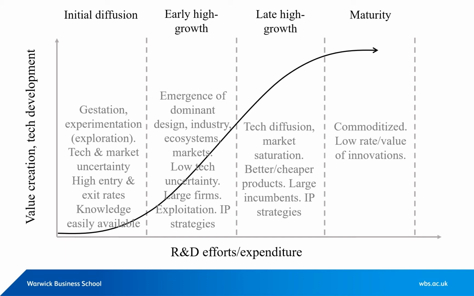In the late growth, high growth phase, the technology is widely diffused in the industry and the market is saturated. Better and cheaper products are available. Large incumbent firms dominate the market and patent heavily to protect their innovations. In the maturity phase, the industry undergoes commoditization. Opportunities of R&D are exhausted in the technology area. Innovations don't have much payoff.